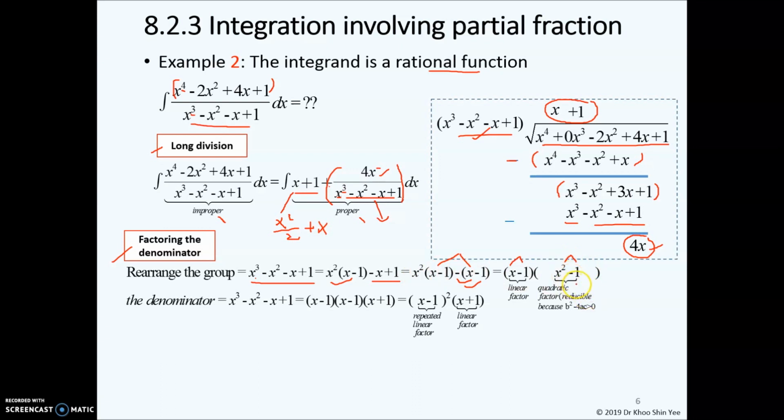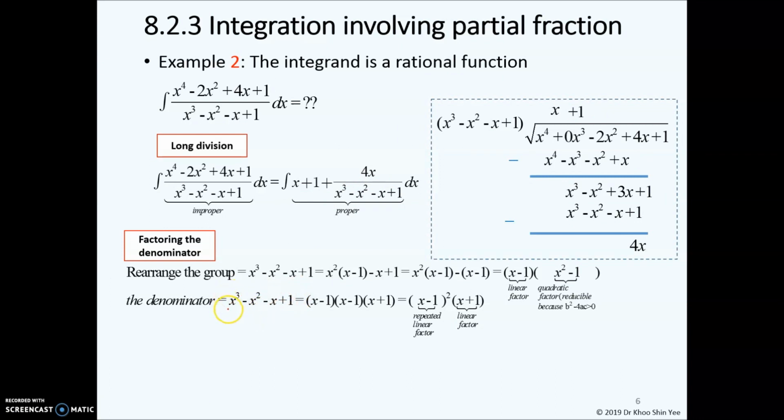And we check that this x squared minus 1 is x plus 1 multiplied with x minus 1. So x minus 1 multiplied by x minus 1, you get x minus 1 to the power of 2. So this is a repeated linear factor and this is a linear factor. So you can use the derivation to rearrange it, and then you can get this.